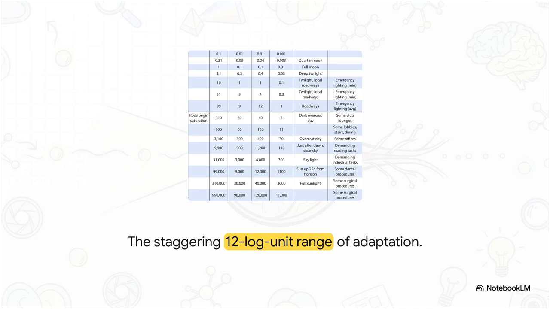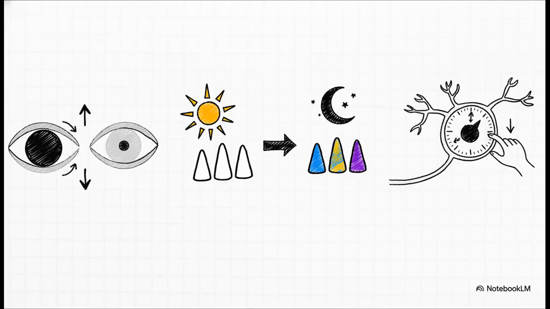Take a second to really look at the staggering extremes represented on this table. Our visual system handles an incredible 12 log unit range of brightness. To put that in everyday terms, that's the difference between trying to find your way by the faint glow of a moonless starlit night versus staring out at a blindingly bright sunlit beach. But obviously, we can't do both at the exact same time. So how do we survive this extreme shift without going blind?